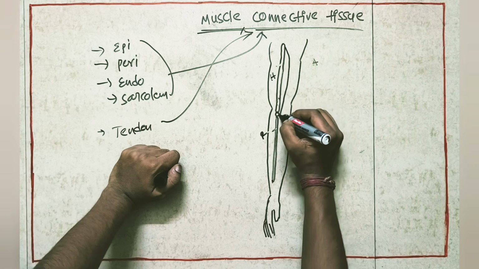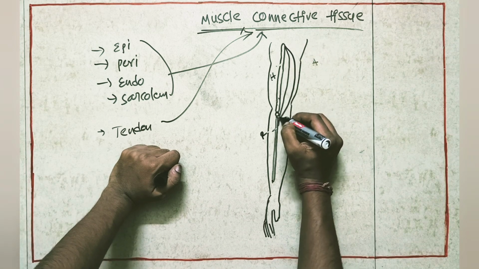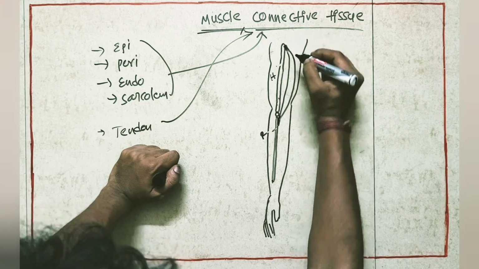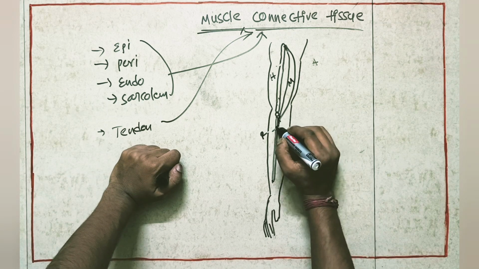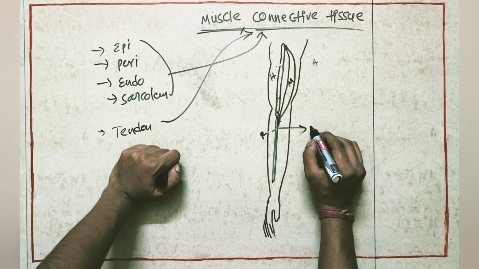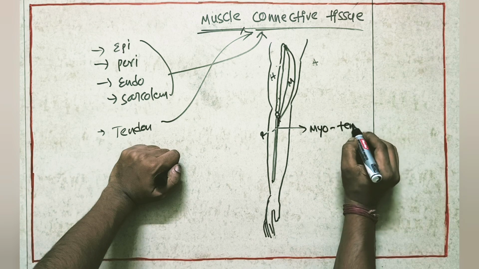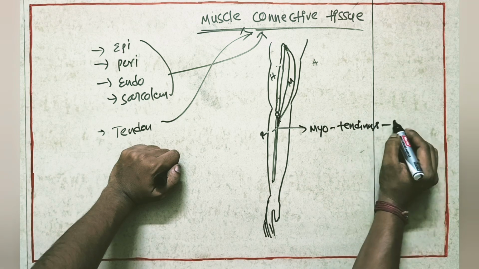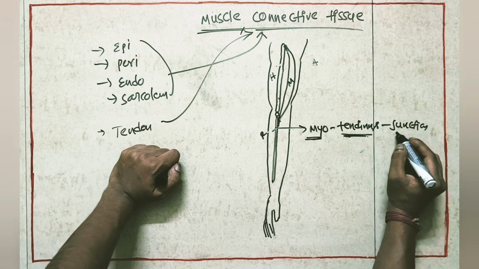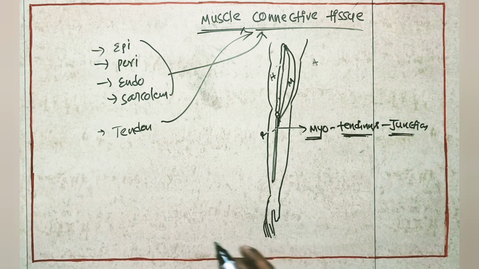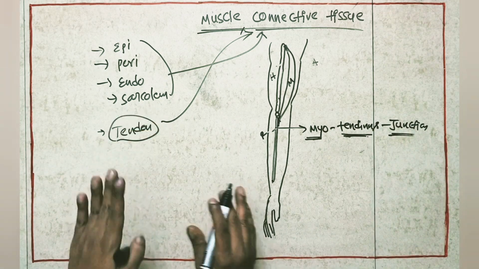So here we will be having biceps muscle. This one is the tendon. This is muscle, biceps muscle. So if we take this portion, the tendon where it is going to insert to the bone, that is nothing but myotendinous junction. Myo means muscle, tendinous means tendon, junction means myotendinous junction.